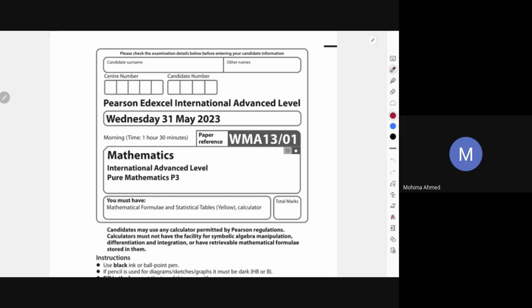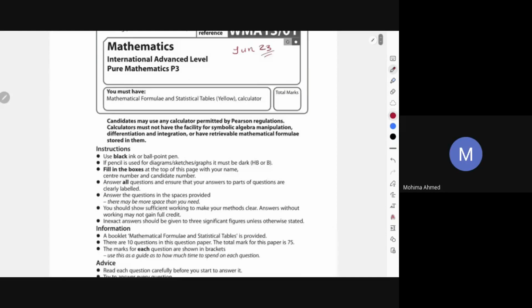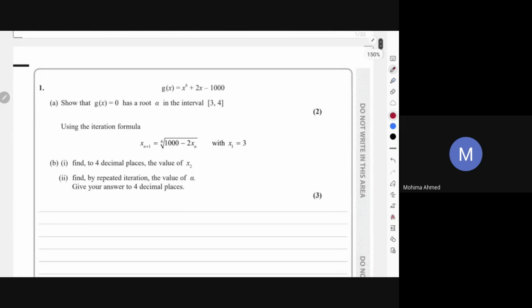So let's start your June 23. Question 1 says that we have a function g of x. Show that g of x equals 0 has a root alpha in the interval 3 and 4. This is what you will see in every numerical method question.